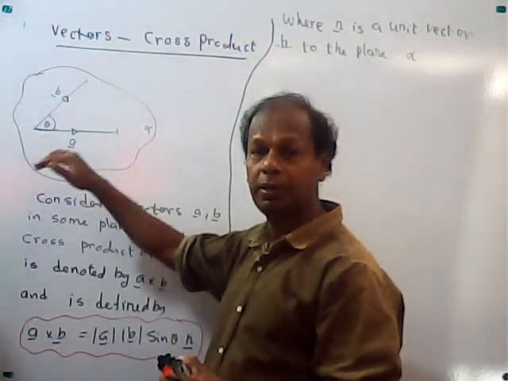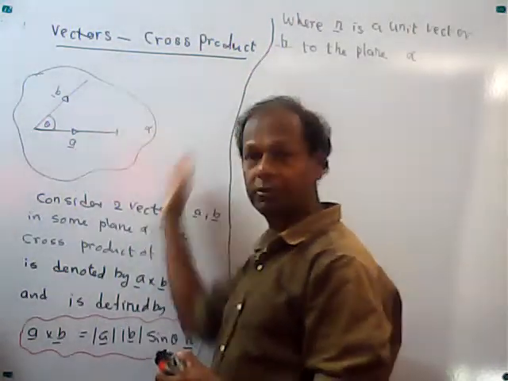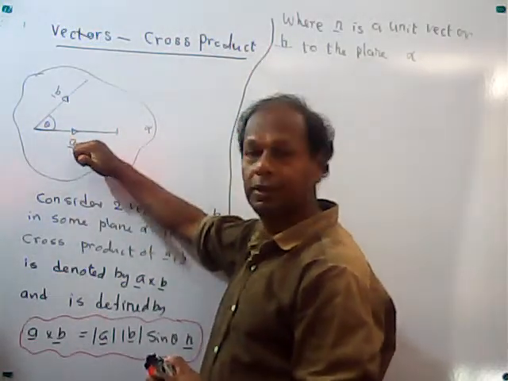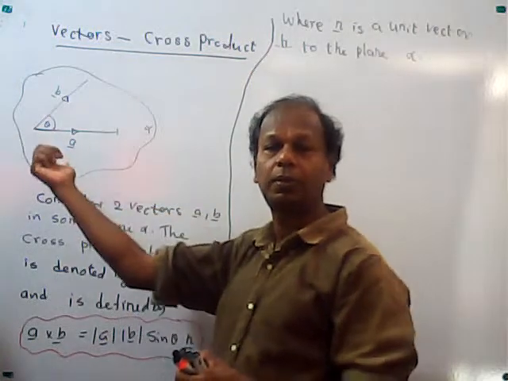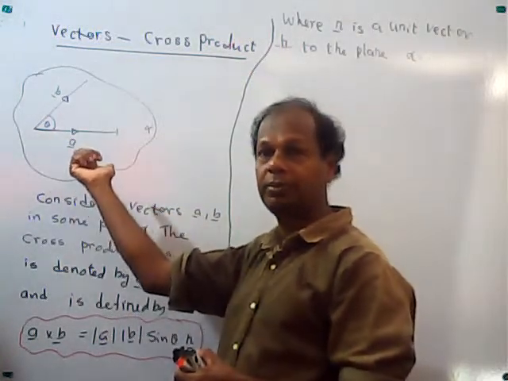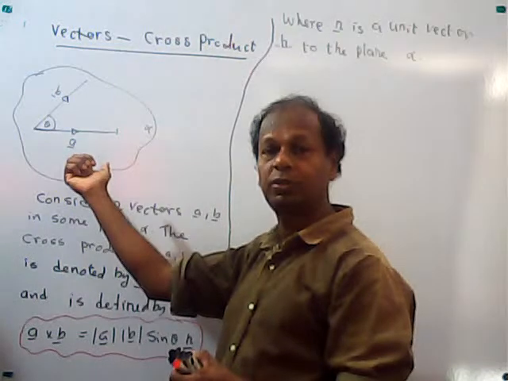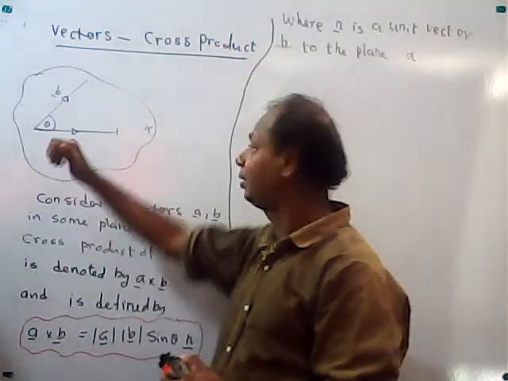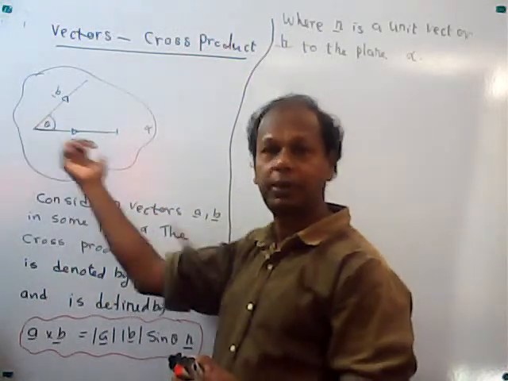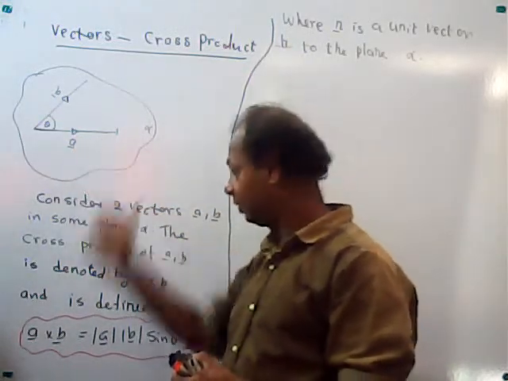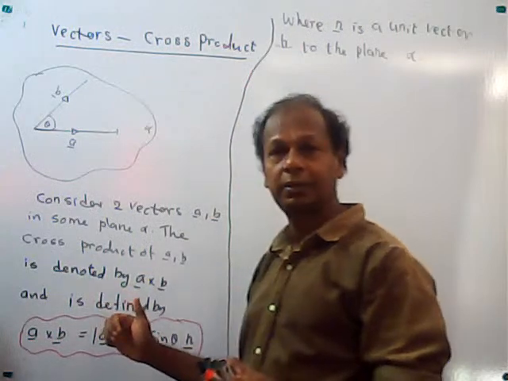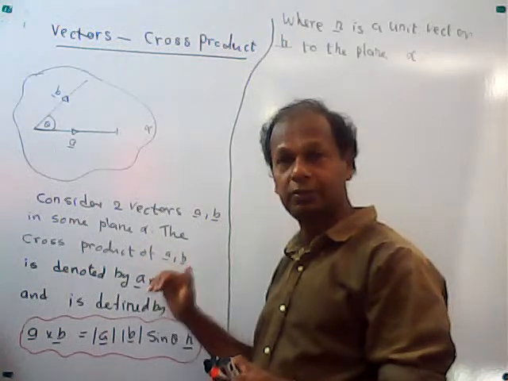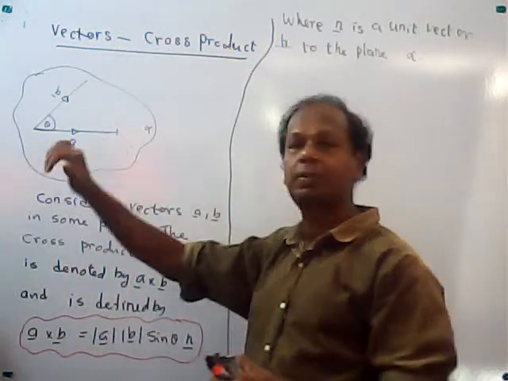Perpendicular to the plane alpha, if this is the OXY plane, it has to be along the Z axis. So it can be either coming out or going in. There are two possibilities. Now, which is exactly the direction for A cross B, whether it is coming out or going in?